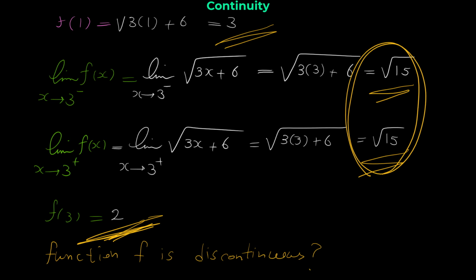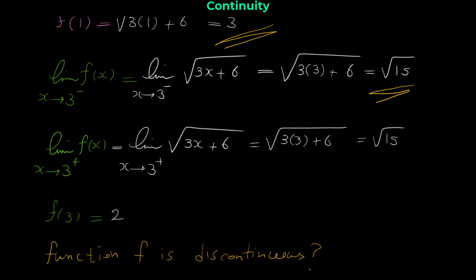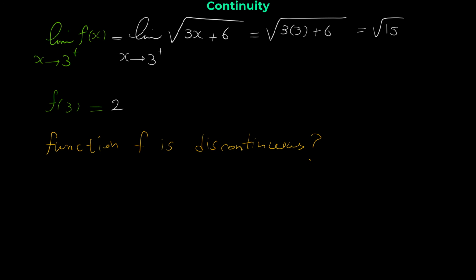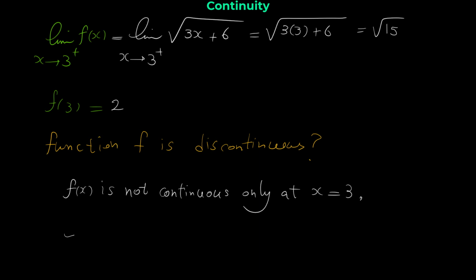So what can we say about these points of discontinuity? Function f of x is not continuous only at x equal to 3. And what is the reason for that? Because the limit of f of x when x approaches 3 is not equal to f of 3.